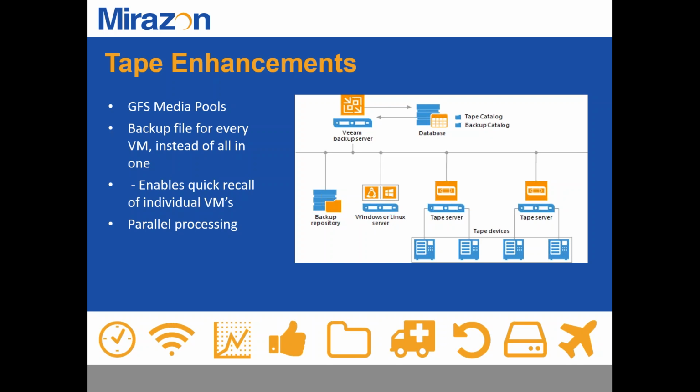Now, what makes that really important is when you're pulling it back, you no longer have to pull back, let's say, a 4 terabyte VBK. You can pull back that 200 gig VM directly off a tape. It's going to be a lot easier, a lot faster, and a lot cleaner for a lot of our customers. And then parallel processing. We now can do multiple tape jobs to multiple tape drives at the same time, effectively really improving tape performance and allowing our customers to get the most out of their tape infrastructure.